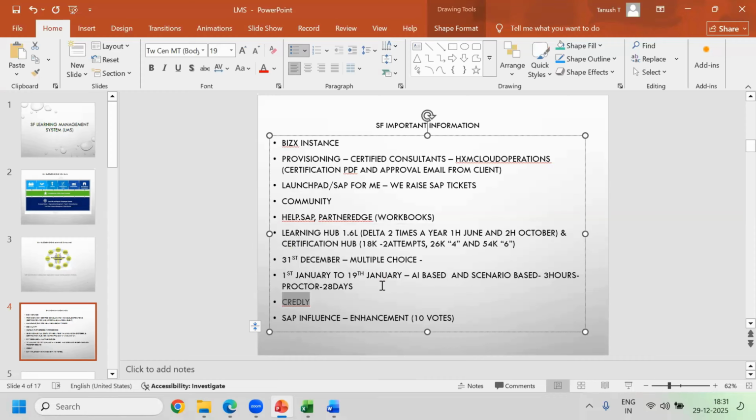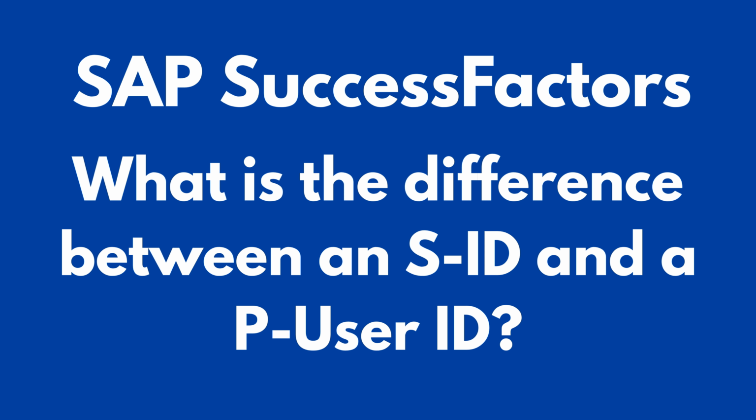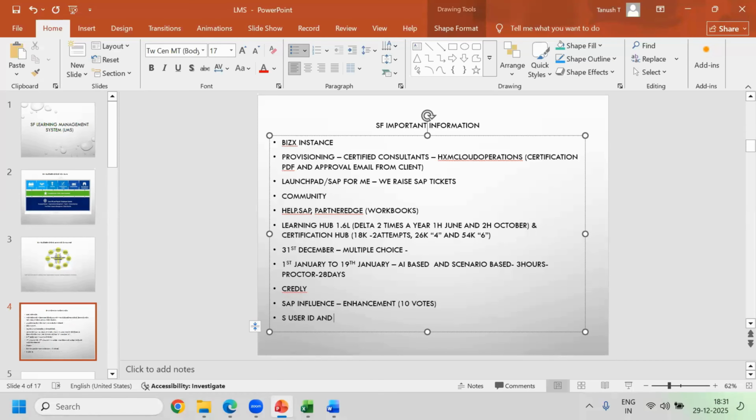So these are the things that you need for an SAP consultant. So the last and final one is S user ID, P user ID. So what is S user ID and P user ID? S user ID is something that your company will give you, tagged to your name and email address, where your certifications will be mapped.